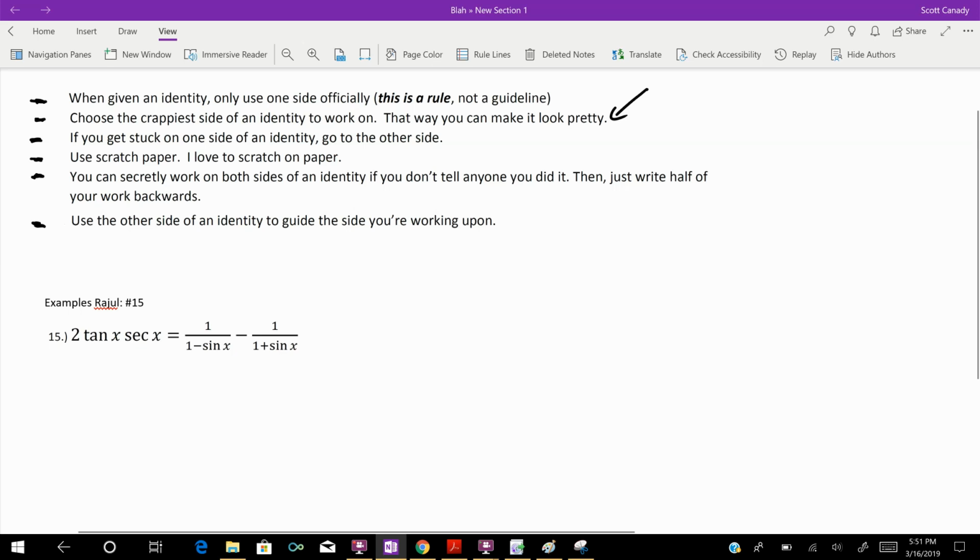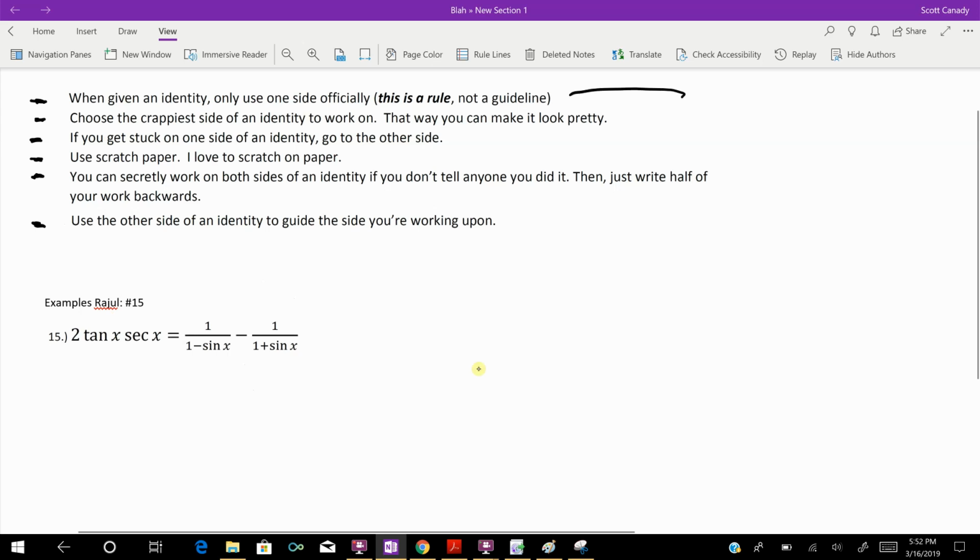Okay, this guideline is choose the worst side of the identity, the crappiest side to work on. That way you can make it look pretty. And there's a lot of relevance to that. So out of these two sides right here, it looks like this is the worst side. So I'm going to start with this side as the side that I'm going to try to work to get to equal this side. All right, so if you get stuck on the identity, go to the other side. So if this side isn't going to work out, you're going to see that I'm going to switch over to this side. But I think that the bad side is probably going to work out in this case.